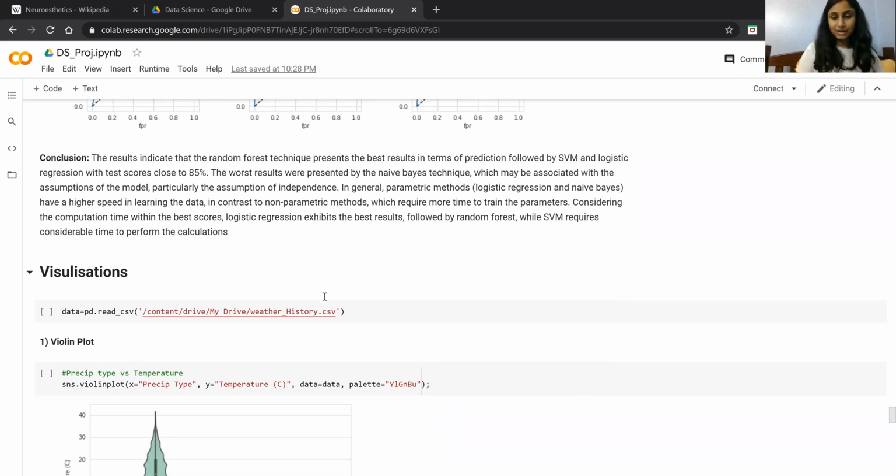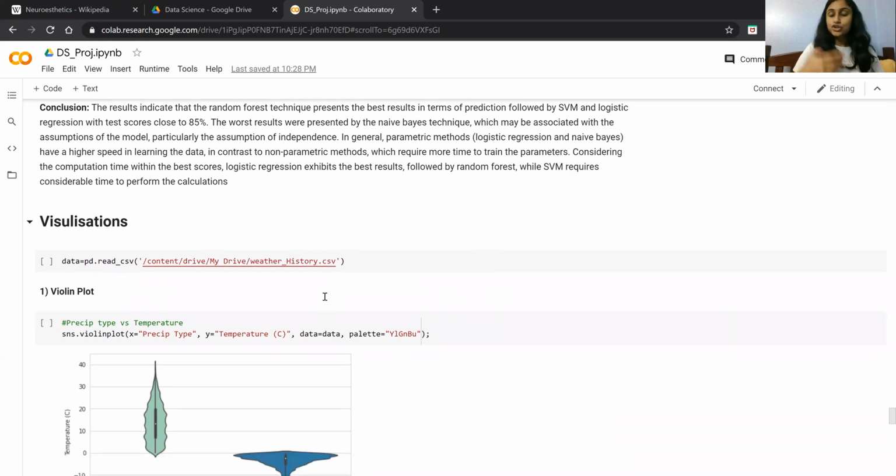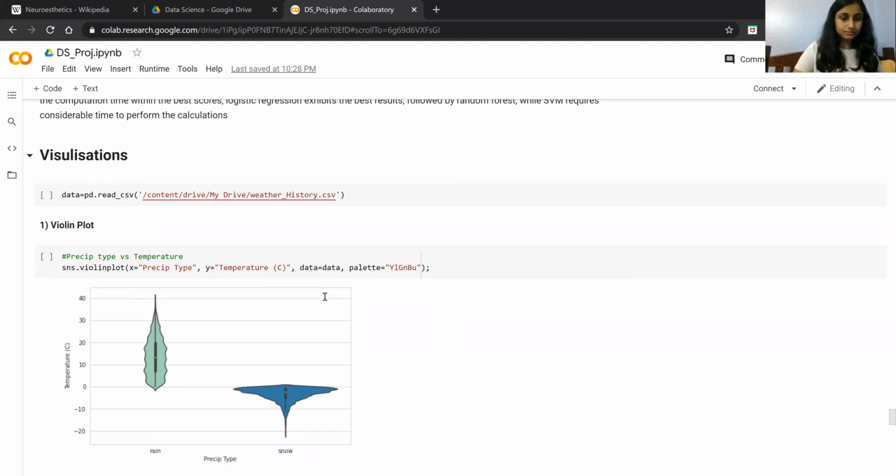Basically, the parametric methods, naive-Bayes and logistic regression, have a higher speed in learning the data in contrast to non-parametric methods, which require more time to train the parameters. Right. So considering the computation time within the best scores, logistic regression exhibits the best result, followed by random forest, while SVM requires considerable time to perform the calculations.